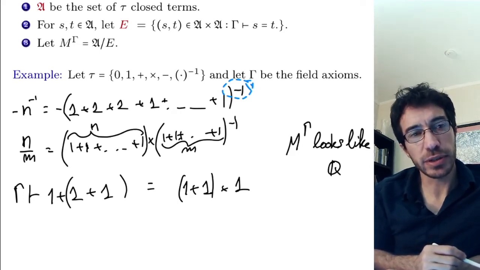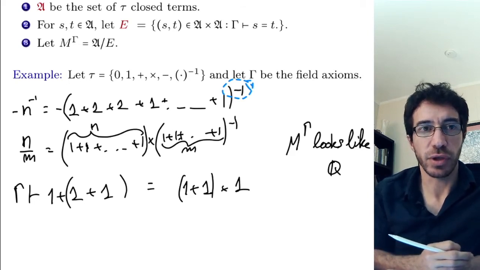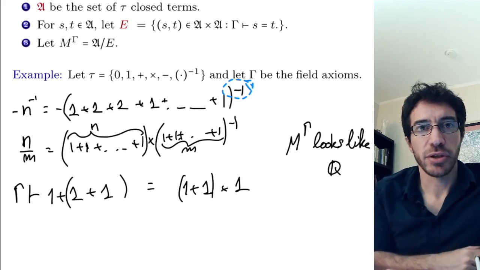Okay, so with closed terms, in this case, you just start from having the field axioms, and you're going to build the field of the rationals, because those are all the terms you can build. Cool.